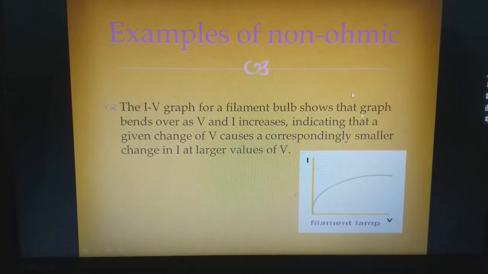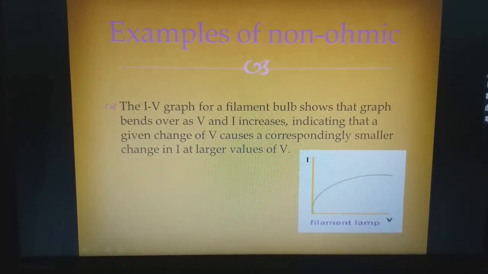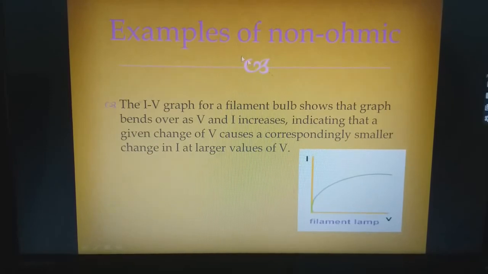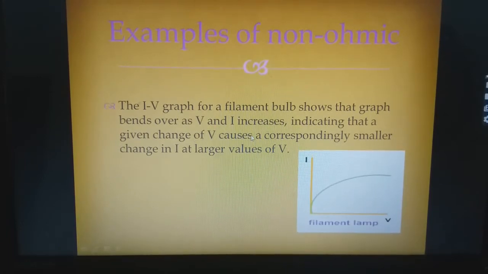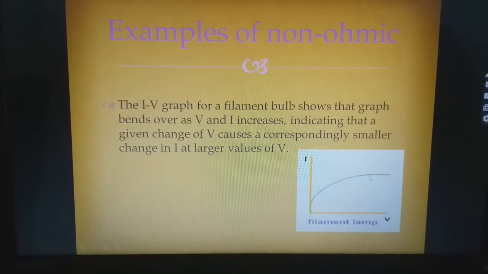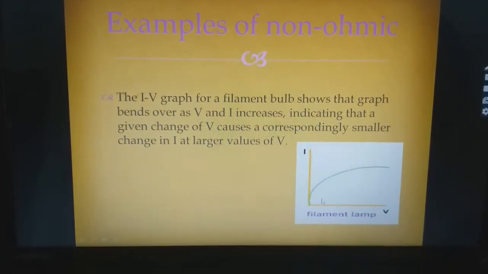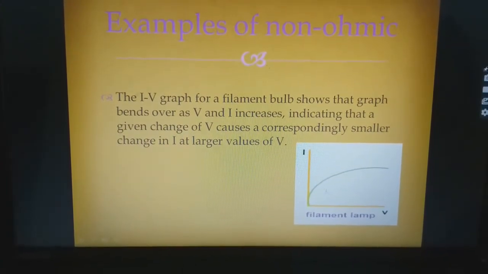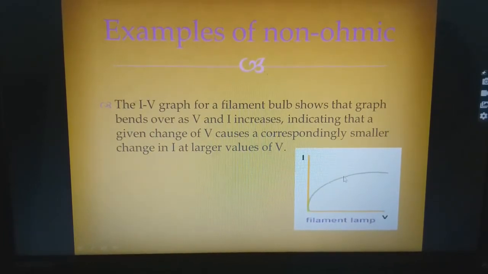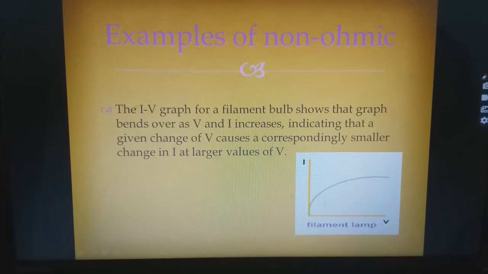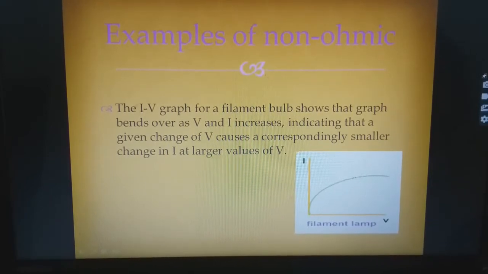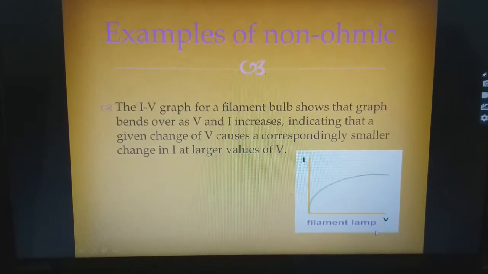You can see here the I-V graph for a filament lamp. The I-V graph for a filament bulb shows that the graph bends as V and I increase. So you can see in the graph that there is a bending. It is not a straight line. So I is changing with V. It is increasing as V increases, but not at a constant rate. That's why instead of observing a straight line, a curved line comes, as shown in the given figure.